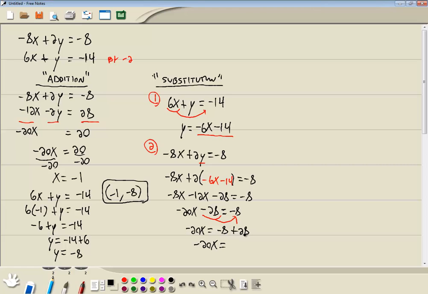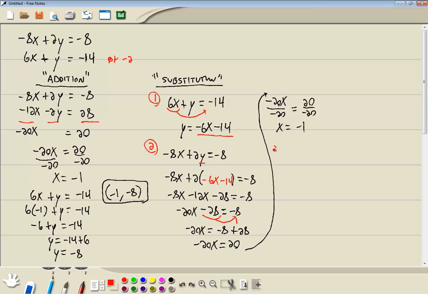Combine numbers in a step. Negative 8 plus 28 is 20. And our last step is to divide both sides by the number in front of your x. So the number in front of our x is a negative 20. So I divide both sides by negative 20. And we get x is equal to negative 1.